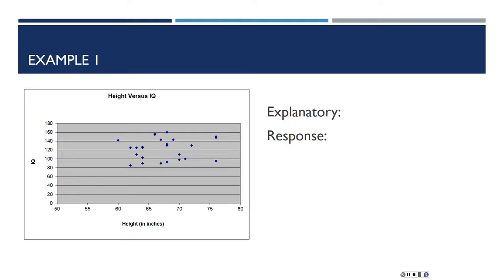So when there's a scatter plot like this, there are no relationships. It's neither causation nor correlation. No correlation and no causation.